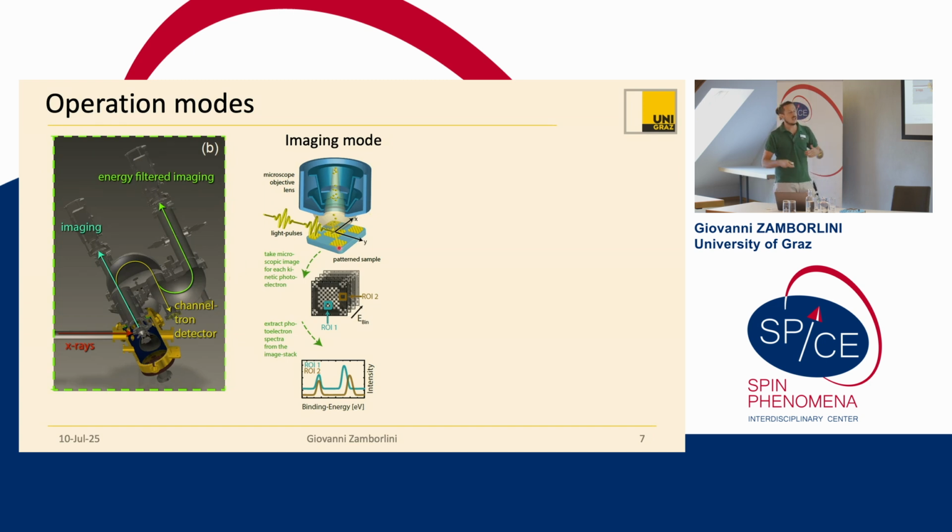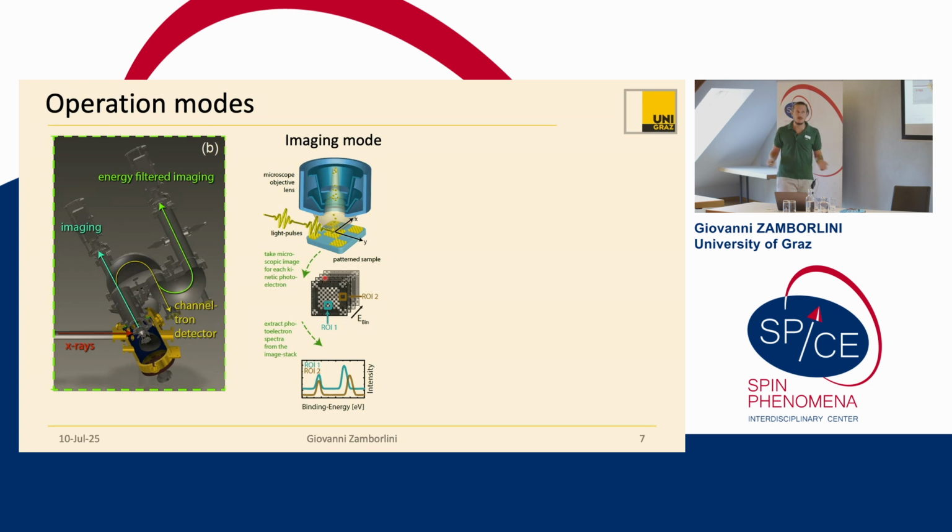The first one is called imaging mode. What you're doing here is mapping the lateral distribution of photoemitted electrons. So you shine your light, your photoemitted electrons are collected by the electron optics, and then we discriminate them in energy. So we select a specific kinetic energy of our photoemitted electrons, which, if you remember the first slide, corresponds to a specific binding energy.